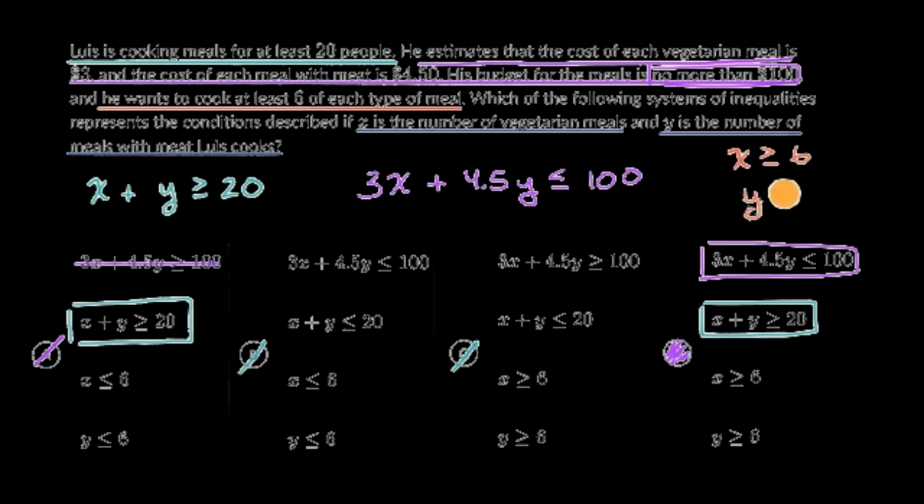And y, the number of non-vegetarian meals, also has to be greater than or equal to 6. And we see both of these down here. So we can feel pretty good about choice D.